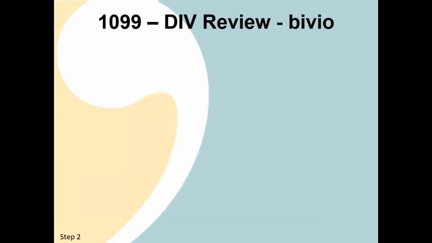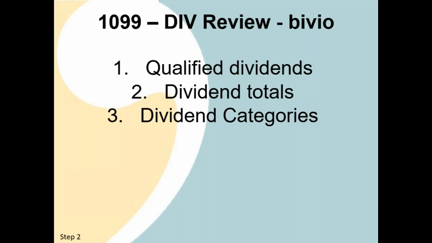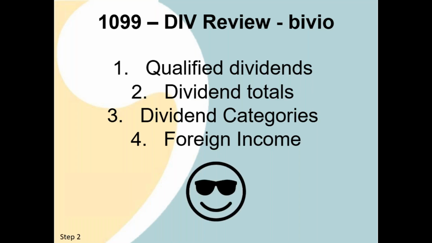If you follow our guidelines for keeping your club accounting simple, there's a good chance at this point that you will have found that all of your investments only pay qualified dividends, that all of the dividend totals agree with what the broker shows, all of the dividend categories agree with what the broker shows, all of the reporting for foreign companies agrees with what the broker shows. If that is the case, you'll be done with step 2.